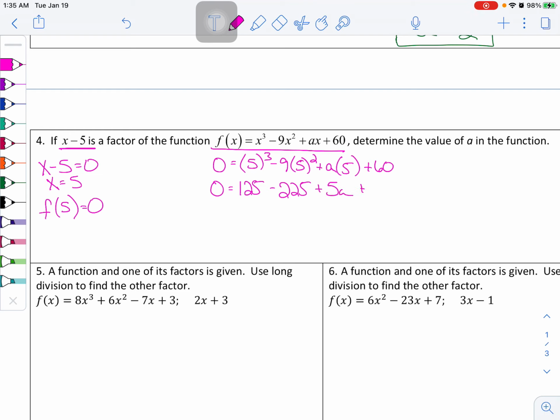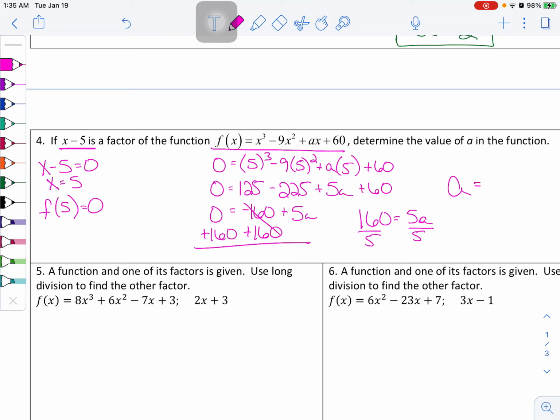Plus 5a plus 60. So let's combine some like terms here. So 125 minus 225 plus 60. So a is equal to negative 160 plus 5a. I'm going to add 160 to both sides. So 160 is equal to 5a divided by 5. I always run out of space with these problems just because I write so large. All right, so I'm getting a is equal to 32.